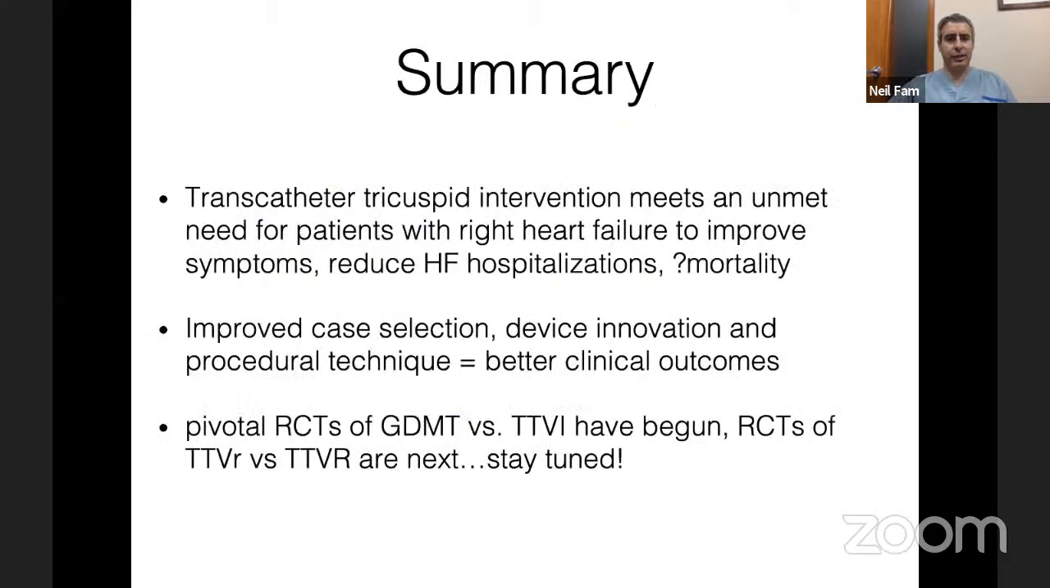So in summary, a transcatheter tricuspid intervention meets an unmet need for patients with right heart failure to improve symptoms, reduce heart failure, and perhaps mortality. Improved case selection and device innovation with better technique continues to improve the clinical outcomes. And we have a number of pivotal trials comparing medical therapy with intervention. We'll have eventually, I'm assuming, trials comparing repair and replacement. So stay tuned. I think the future is quite bright for our patients with TR.